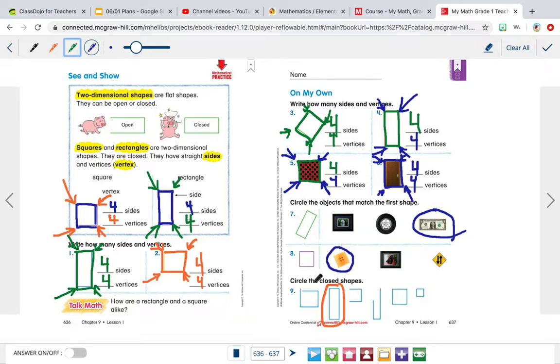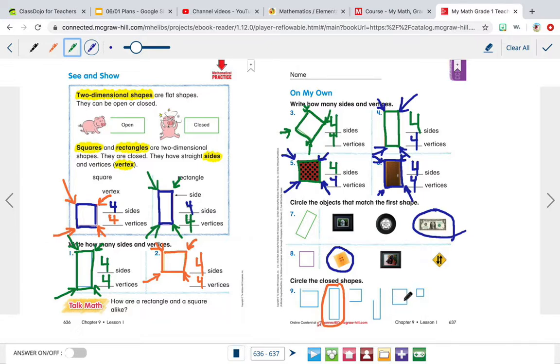Now we're going to circle the closed shapes. We know this one's not closed. This one's open. This one's closed. Look at this one. Can a pig get in? Yes, because there's this open side here. So this is an open shape. This is an open shape because we have sides missing, so the pig can get in.